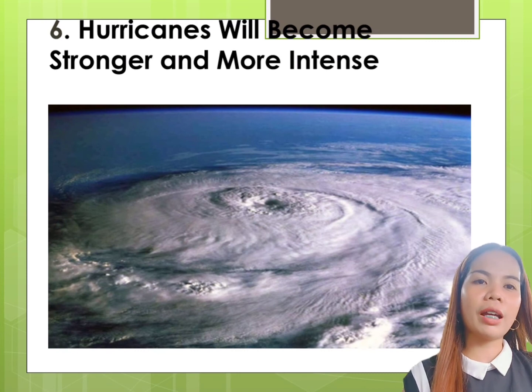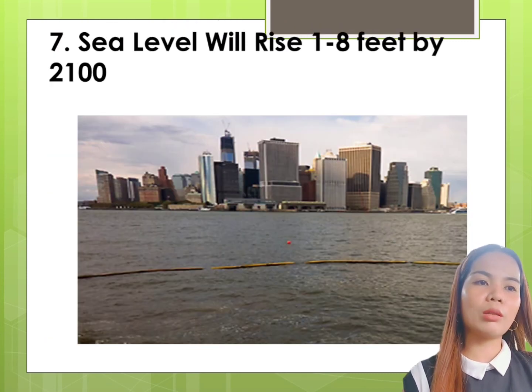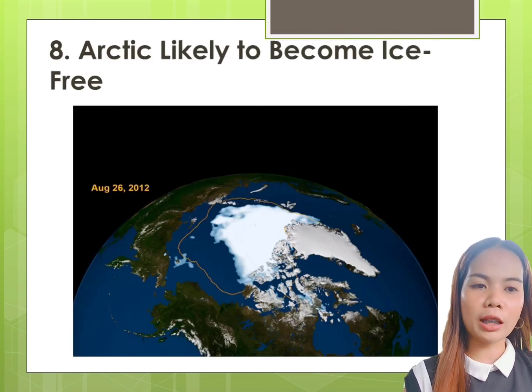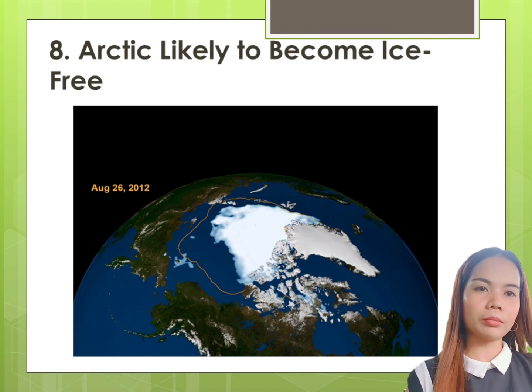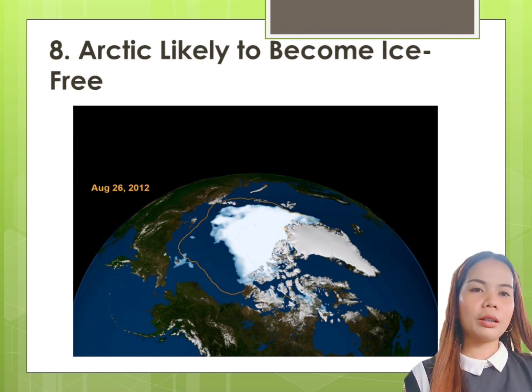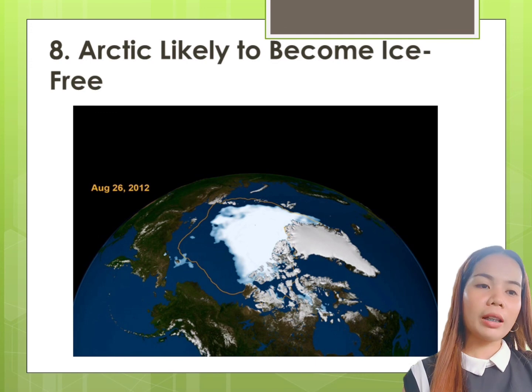And number 7, sea level will rise 1 to 8 feet by 2100. Number 8, Arctic likely to become ice-free. There's no more ice in the Arctic. So let's proceed. The effects of climate change are what we call longer effects. Considered longer effects.